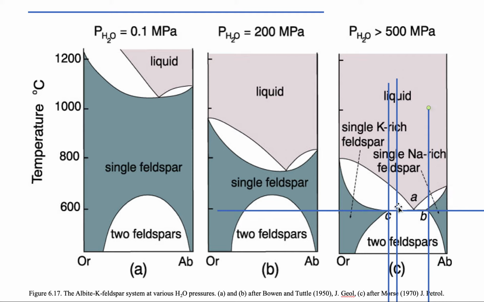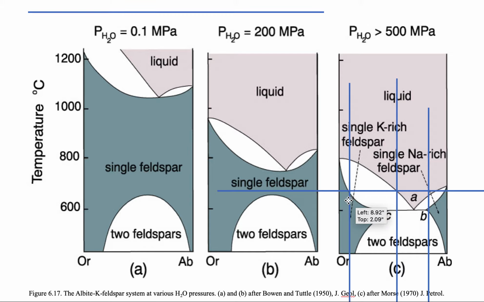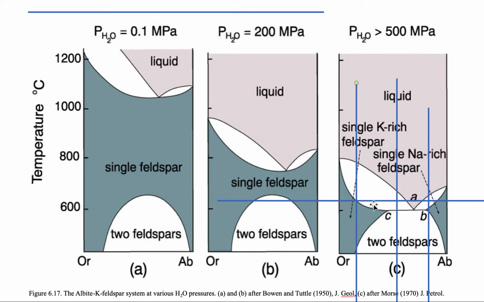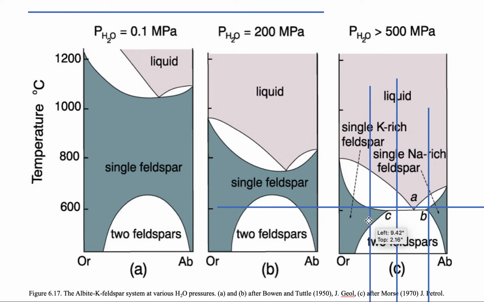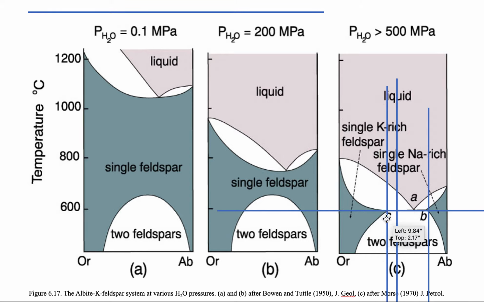So we started out with a liquid here that precipitated out a feldspar composition here, very rich in orthoclase. And as we lowered the temperature, the crystal became more albite rich. And as we lowered the temperature still, the crystal became more albite rich. But once we reach this temperature here, now we have 2 feldspars. So all the liquid will now precipitate out to give us 2 feldspars.